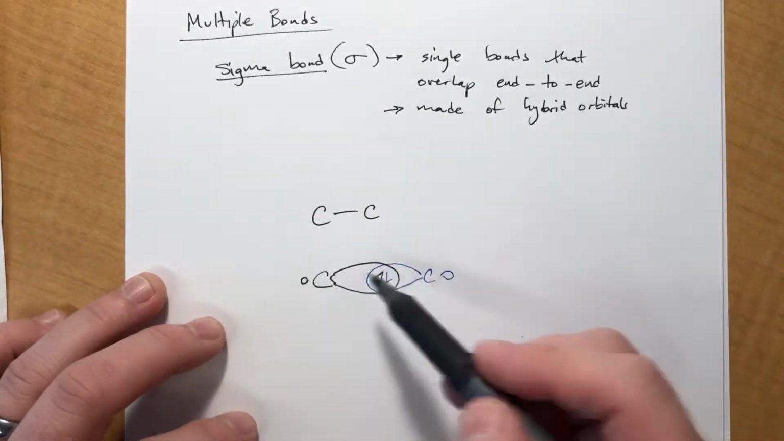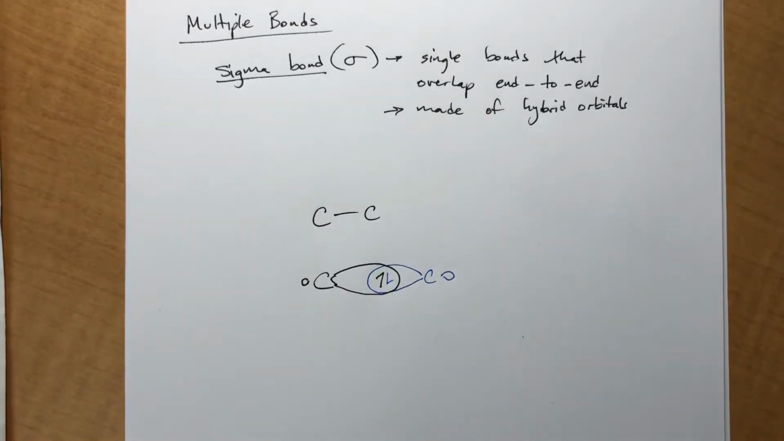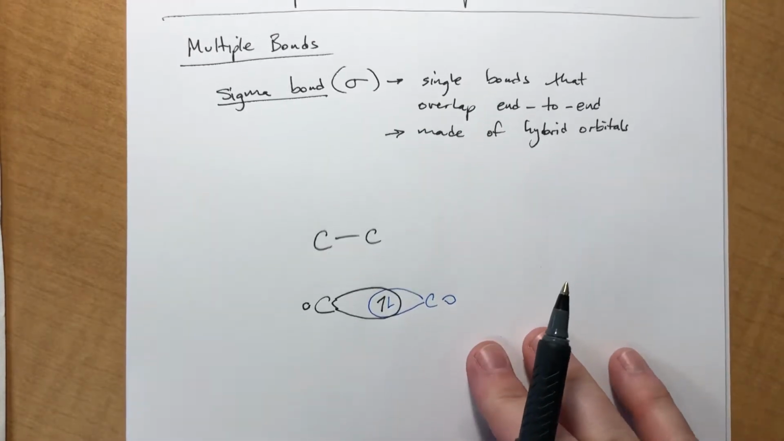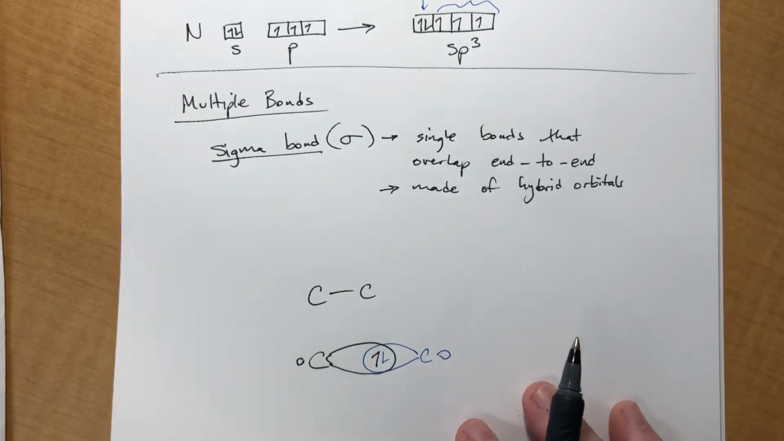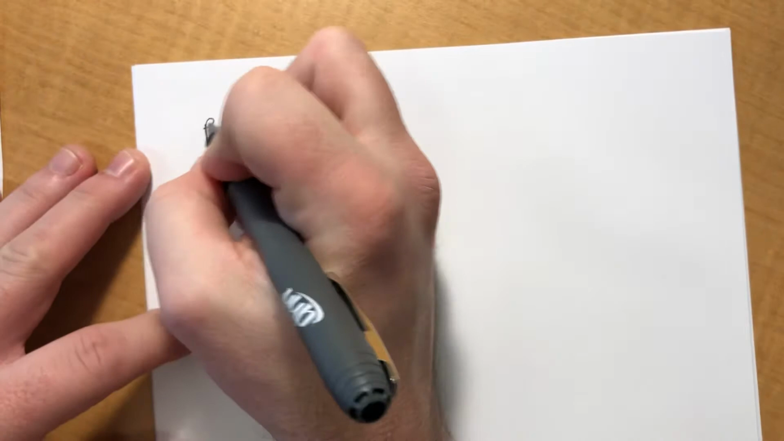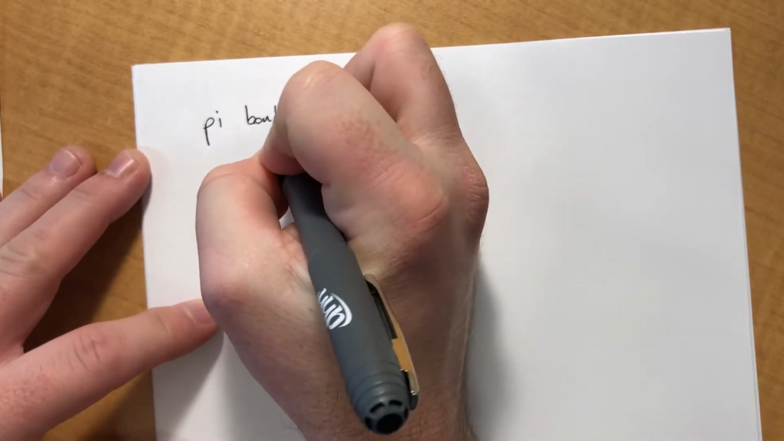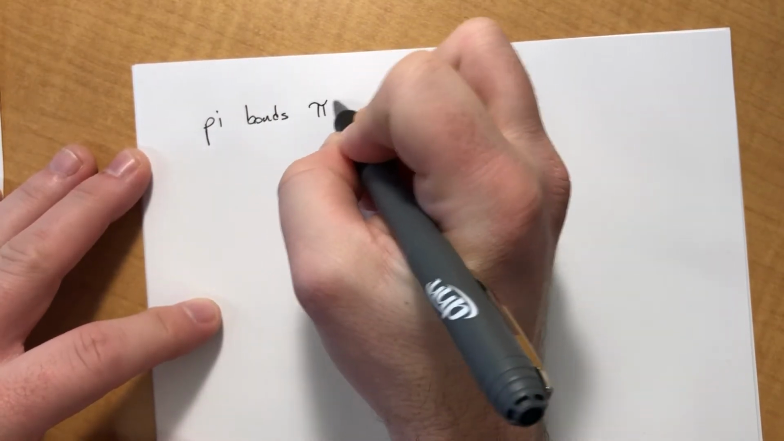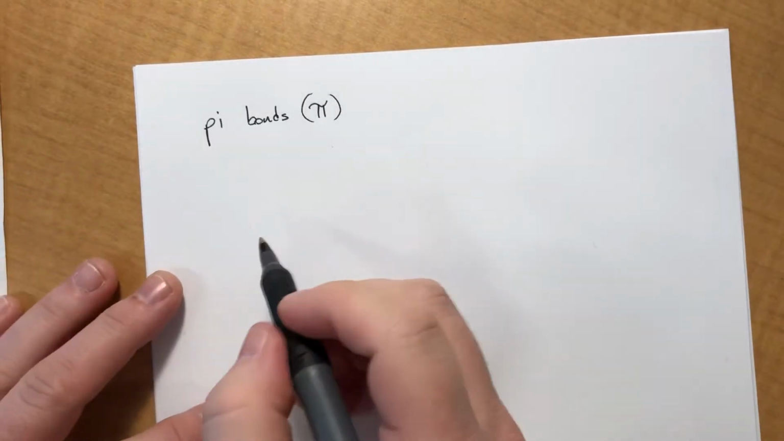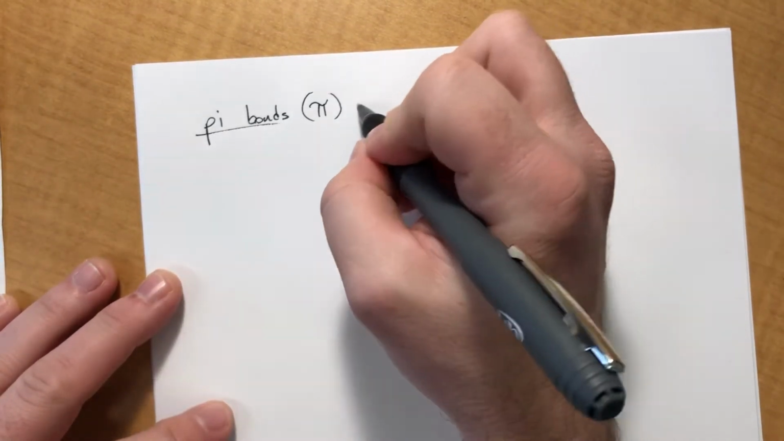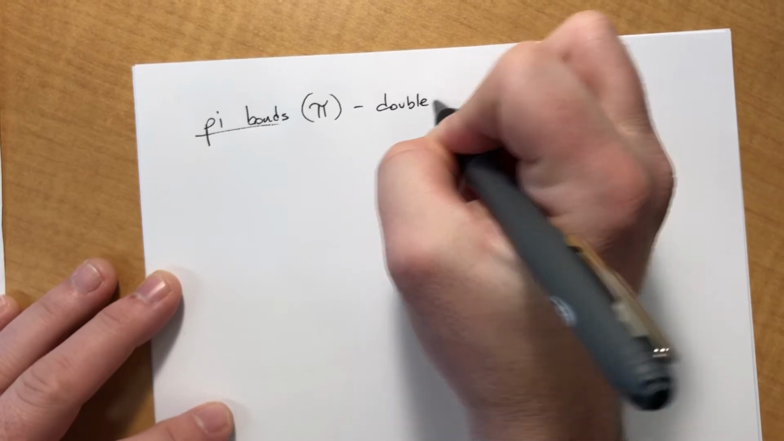Pretty much anytime you have a bond between any 2 atoms, you will have some sort of sigma bond. Okay. Anytime you have double bonds, triple bonds, anything more than 1 bond, you end up with what are called pi bonds. Presumably you know what the pi symbol looks like. Okay? These are double or triple bonds.